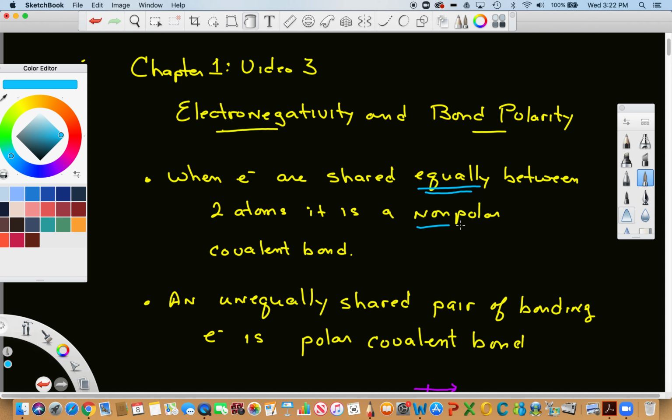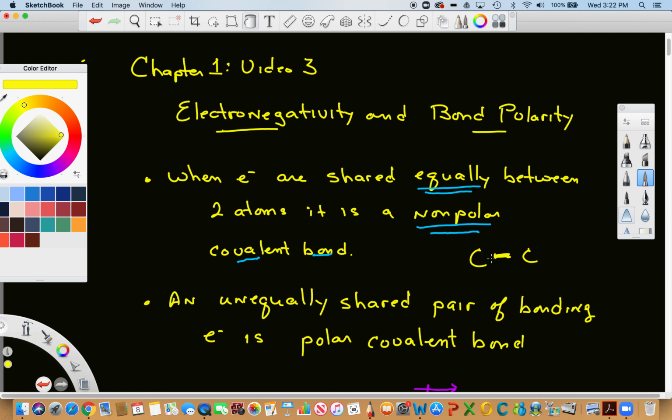it is said to be a nonpolar covalent bond. So between carbons, they're going to be shared equally for our bond. That will always be a nonpolar covalent bond.